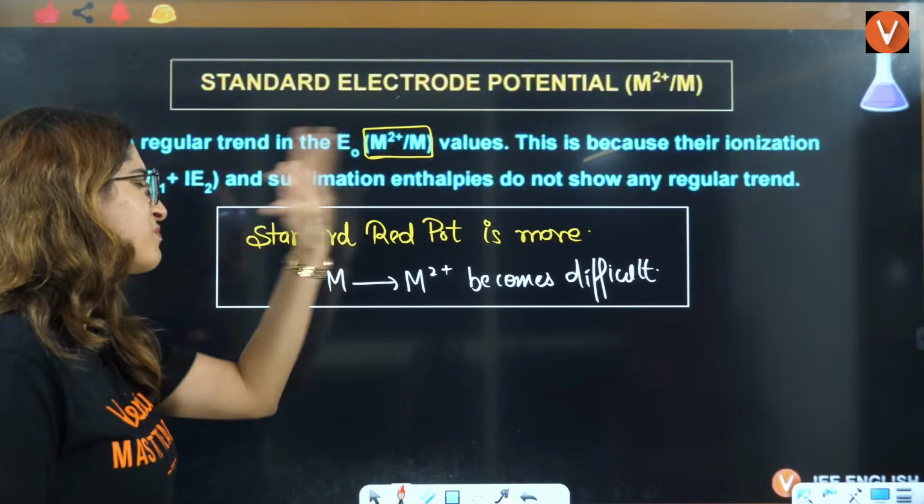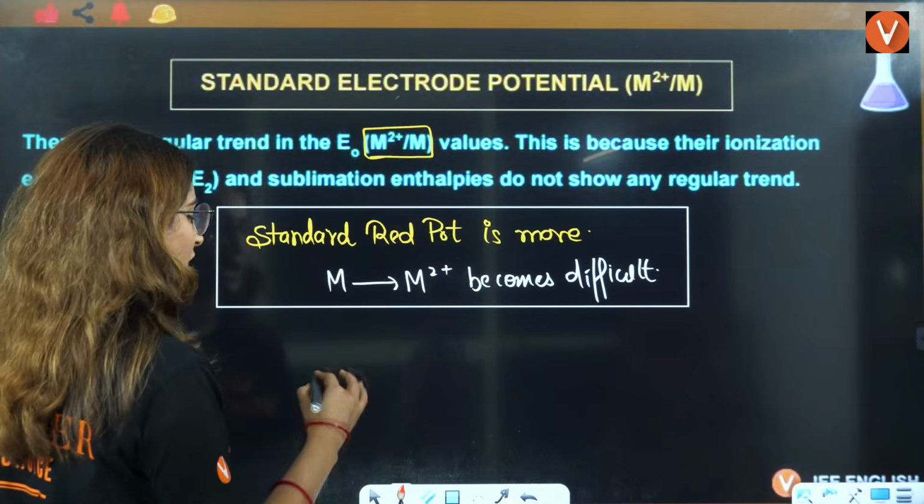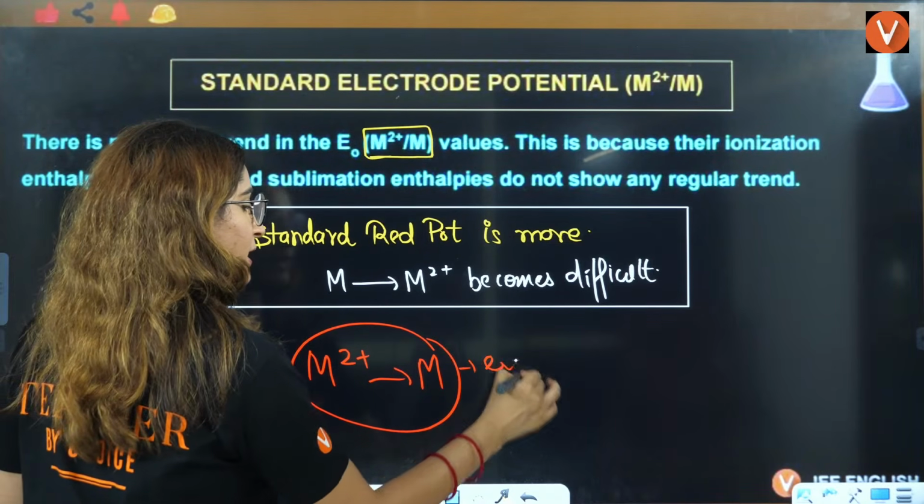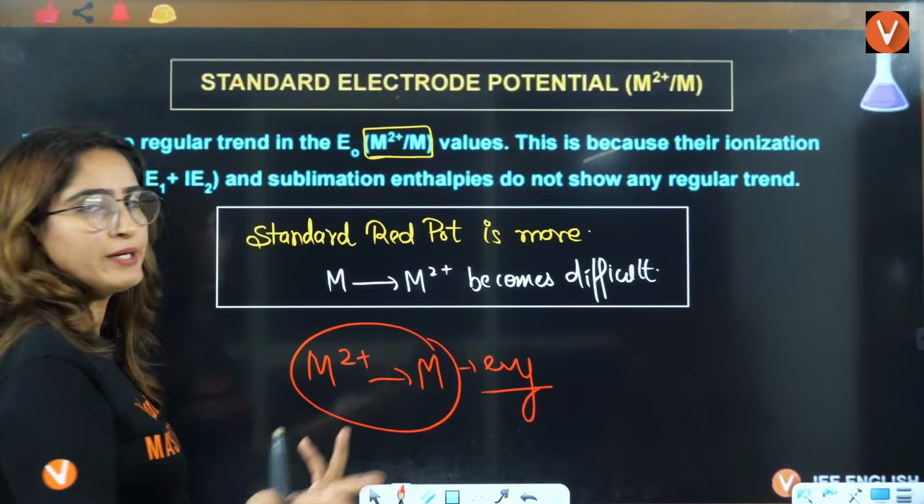The simple thing is, if standard reduction potential is high, then from M2 positive to M, it will be easy, right? So the opposite will be difficult, right?